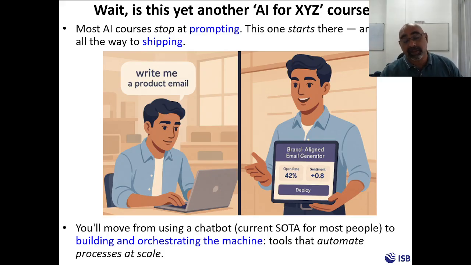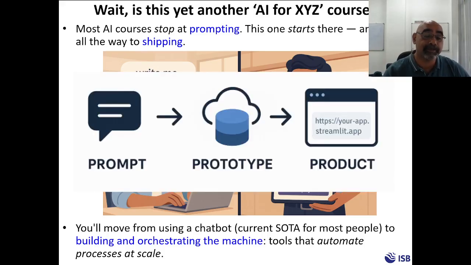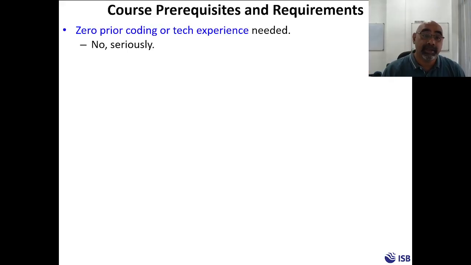What we are going to look at is how do you build and orchestrate the machine itself. There's a bunch of agents you've got to coordinate that will do specific tasks that will, in some sense, automate these processes. So this prompt prototype to product, this entire process can be automated, can be coordinated, can be orchestrated. Let me show you.